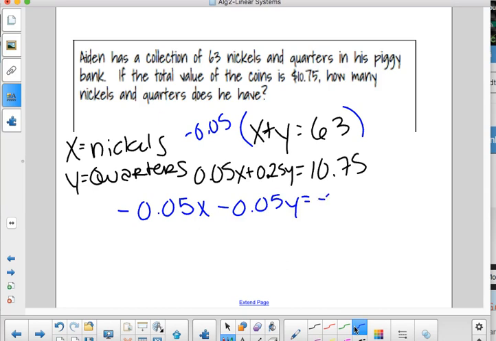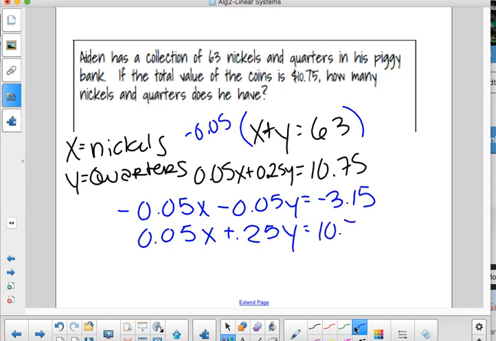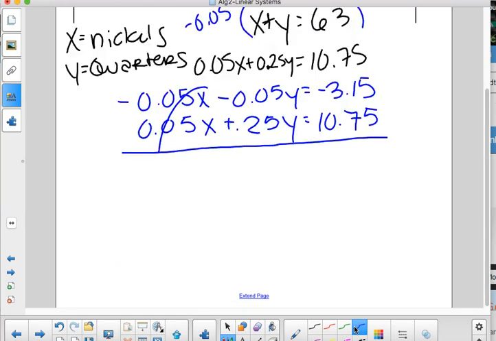And then that'll give you negative 315. Second equation doesn't need to change. So that multiplication, that part gets kind of messy, but it's not that bad. So if you have 25 cents and you're taking away 5 cents, how much are you left with? For the y's, what's our y's going to be? 20 cents. And then negative 315 plus 1075. Calculators.